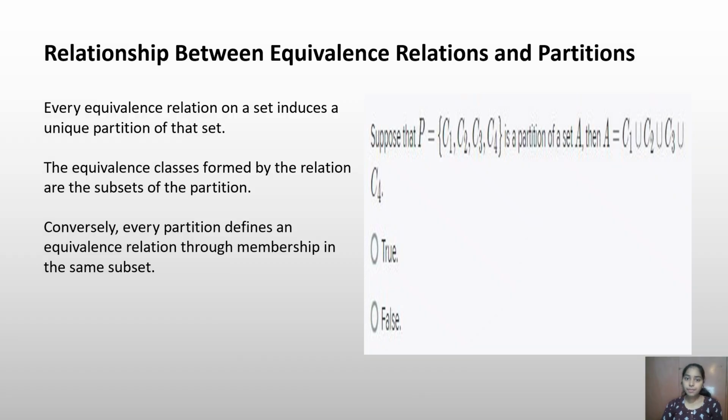Here is the relationship between equivalence relations and partitions. An equivalence relation on a set induces a unique partition of that set. The equivalence classes formed by the relation are the subsets of the partition. Conversely, every partition defines an equivalence relation through membership in the same subset.